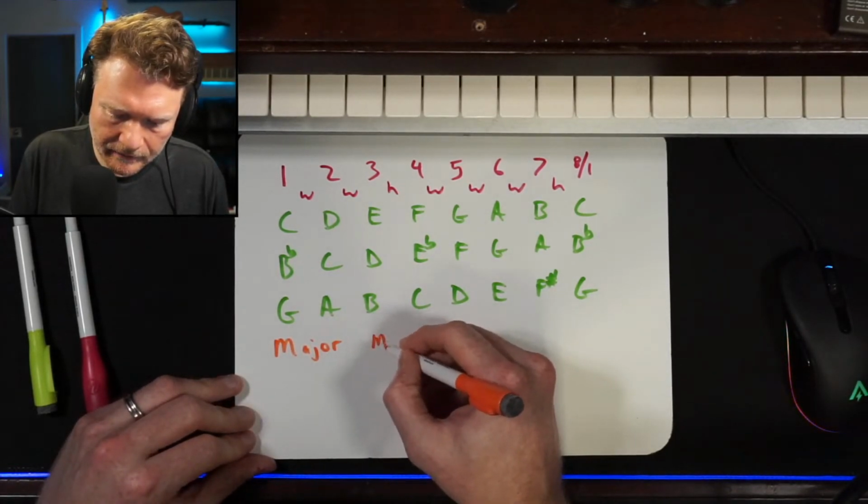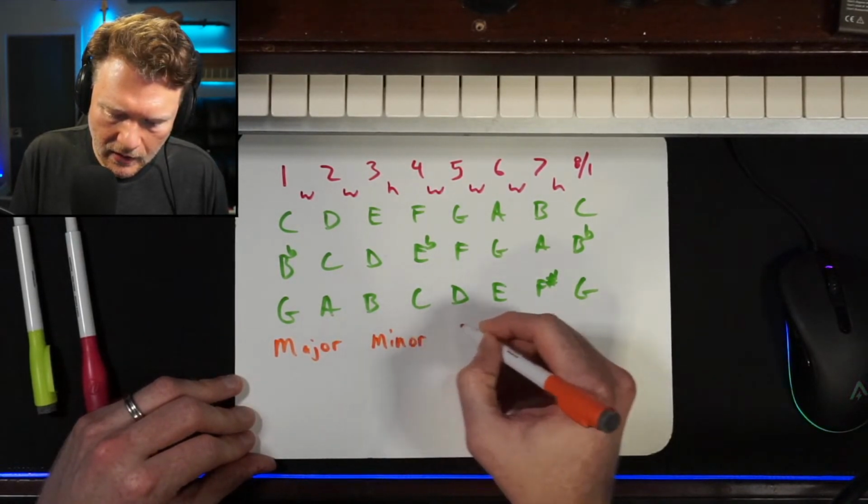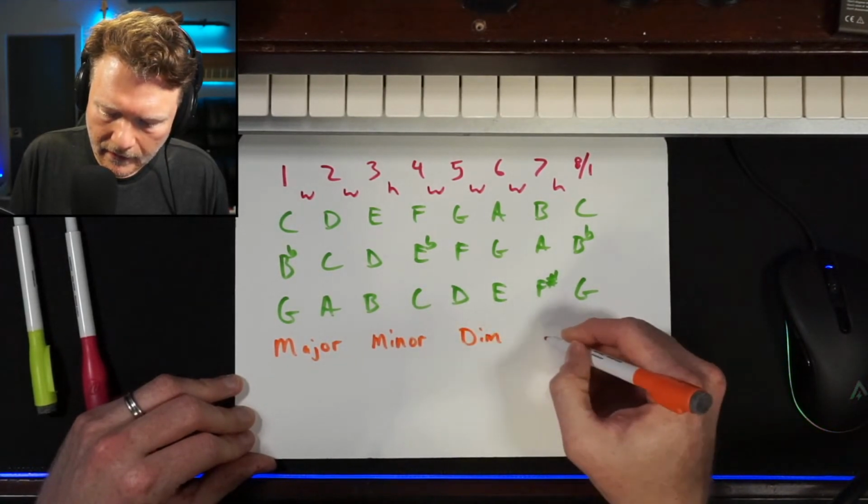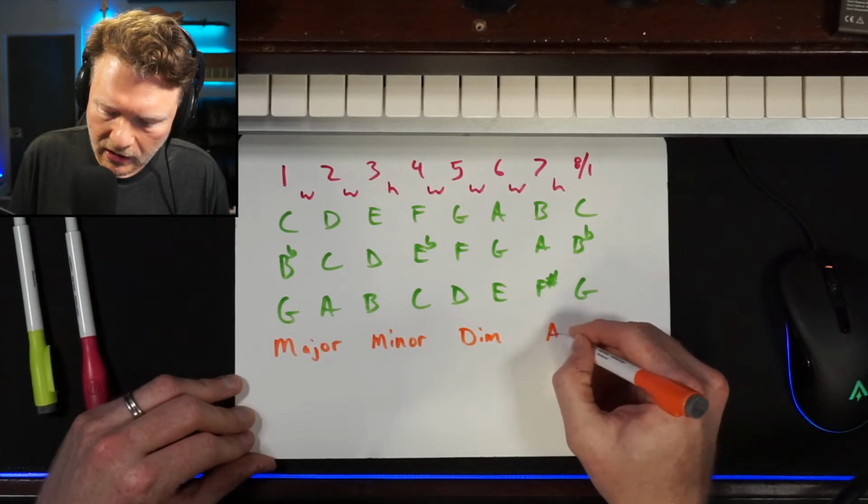We have our minor. We have our diminished chord. I'm going to just write dim. And then we have our augmented chord.